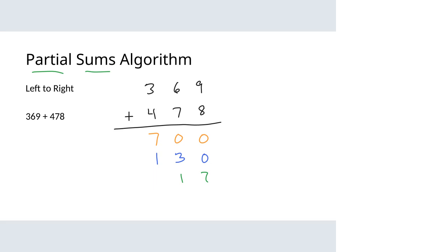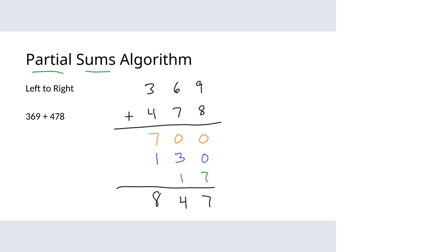I added the hundreds, I added the tens, I added the ones, and now I'll go back and finish this off by adding what I have left. 7 and 1 makes 8, 3 and 1 makes 4, 7. I still get 847. I better get the same answer I got before.